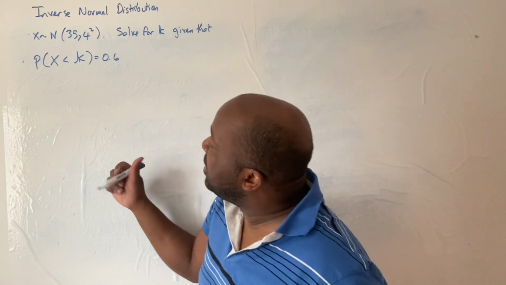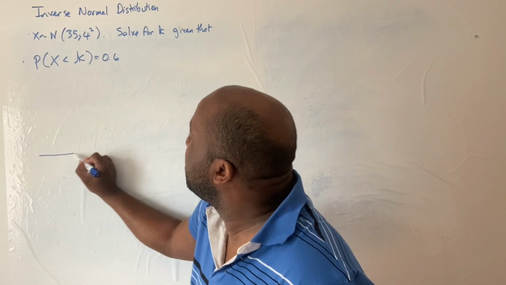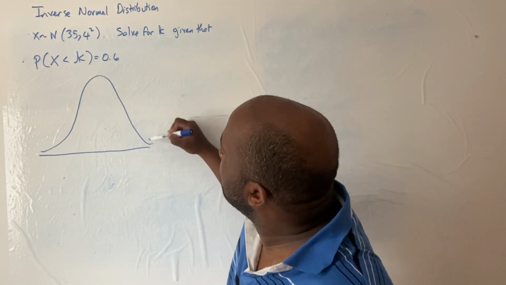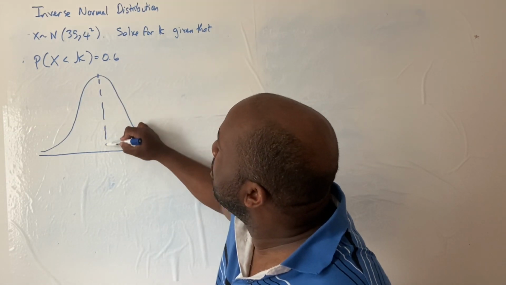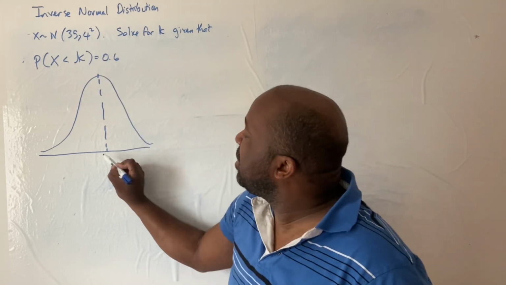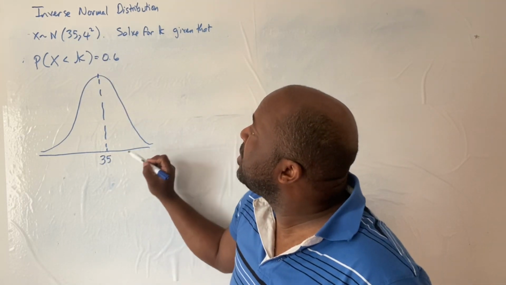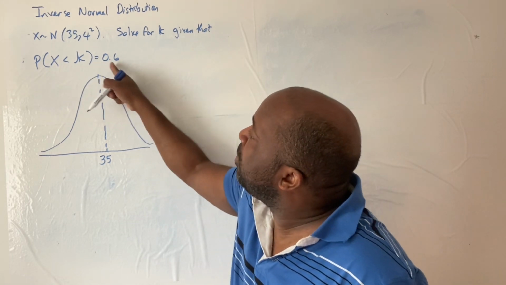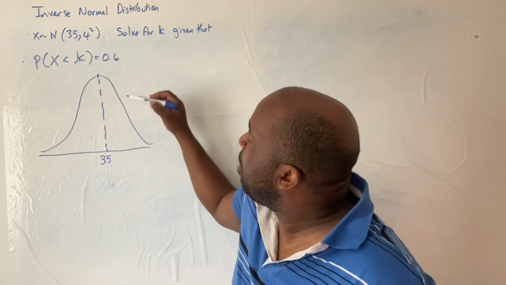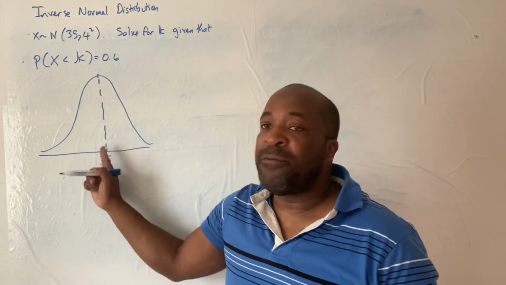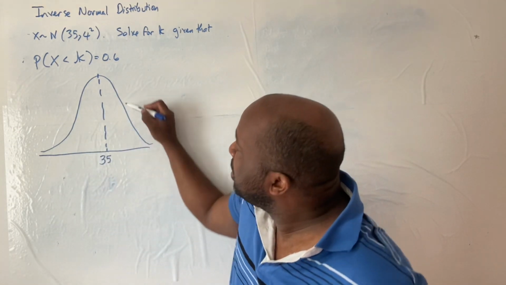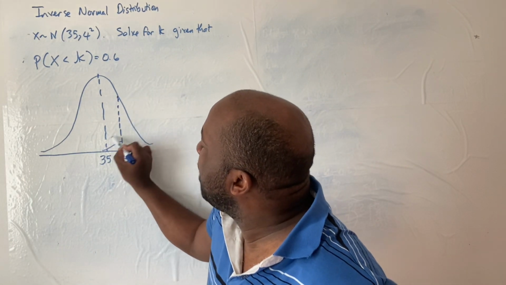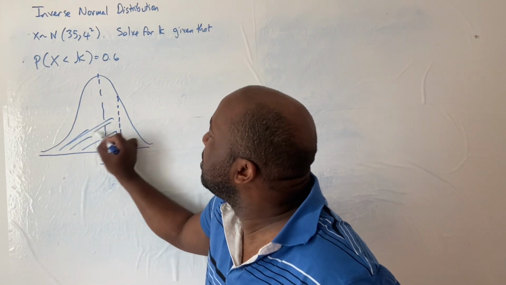If we were to put this in diagrammatic form, we're going to have something that looks like this. So we're given a normal distribution. The mean is 35 and the variance is 4 squared, or the standard deviation is 4. The total area less than k is 0.6. So we know that left of the mean is 0.5. So that means that k must be slightly to the right, so that the total area is 0.6.